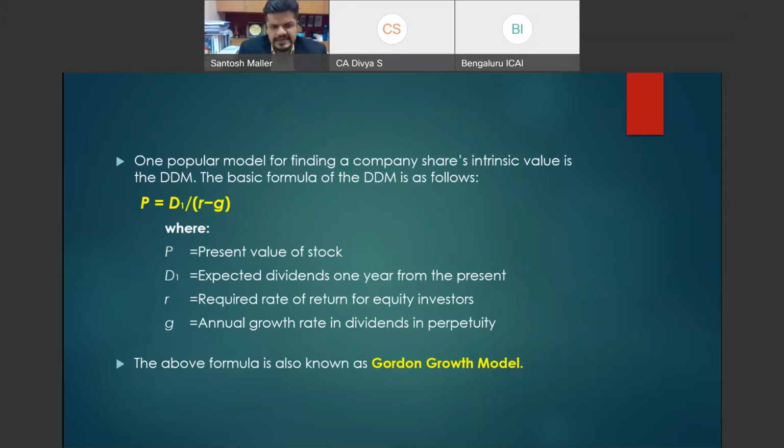So basically it considers that you're getting dividend year on year till perpetuity. It's based on the assumption that the company will survive for a very long time. Right? It's a very old, very conventional way of valuation. It doesn't have much market relevance today, but at times, for a high dividend distributing company, it can be used. The above formula is also known as the Gordon growth model, GGM.